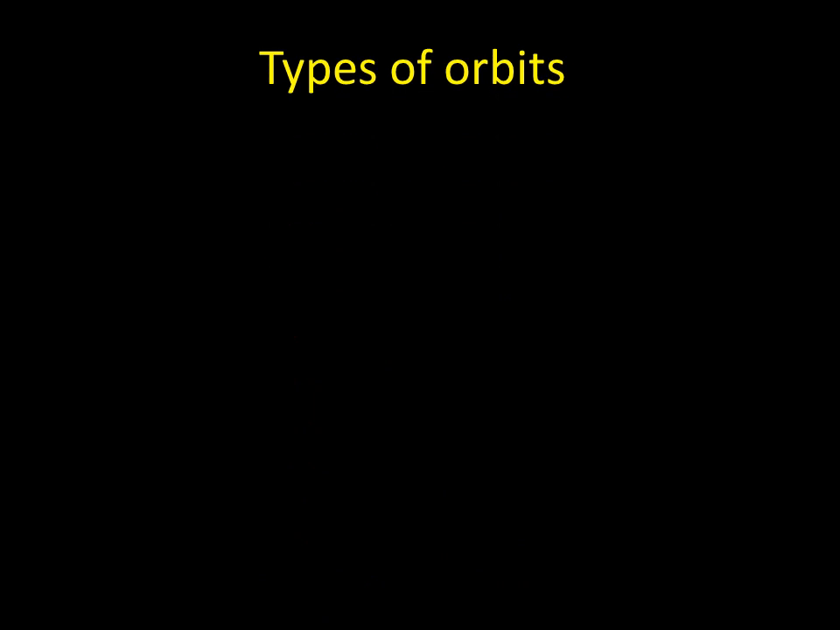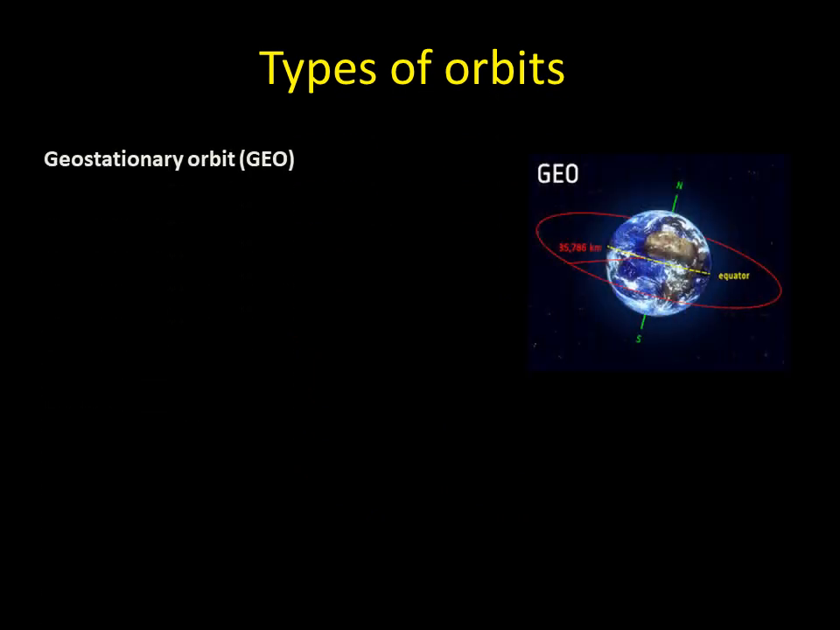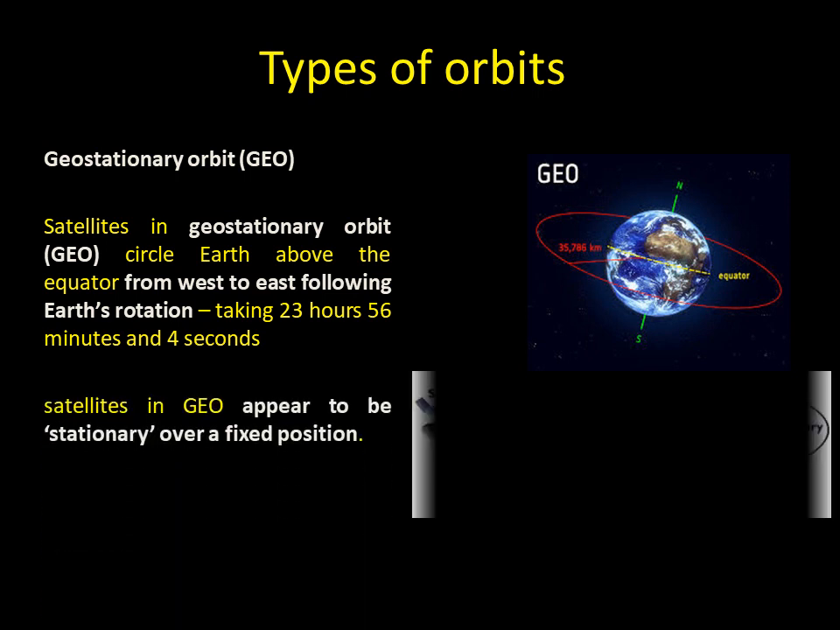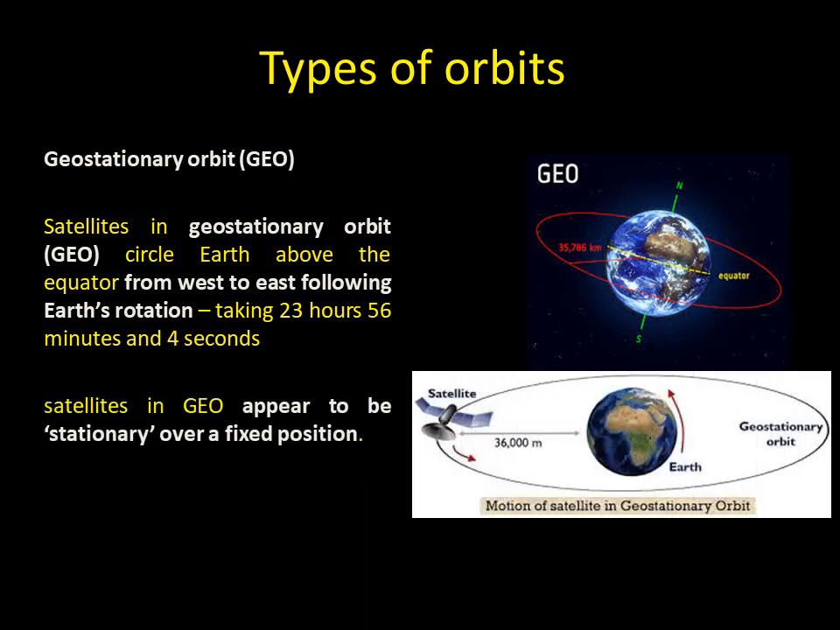Types of orbits: geostationary orbit (GEO). Satellites in geostationary orbit circle Earth above the equator from west to east following the Earth's rotation, taking 23 hours 56 minutes and 4 seconds by traveling at exactly the same rate as the Earth. This makes satellites in GEO appear to be stationary over a fixed position.